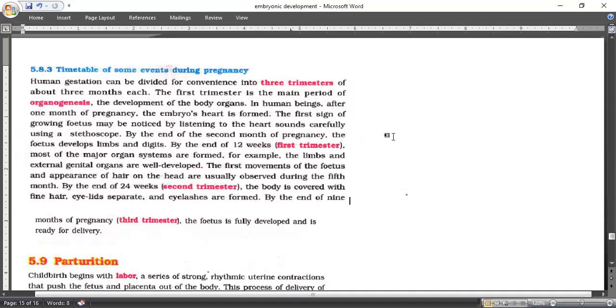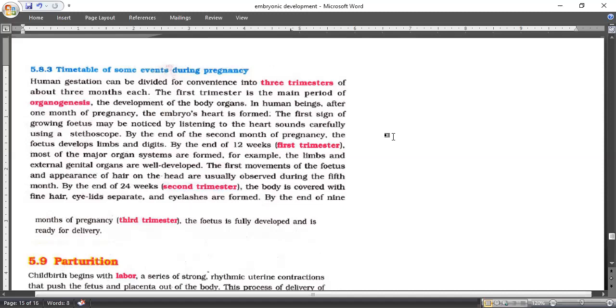Okay, then the timetable, which is very, very, very important. This is the area we're going to get the questions in NEET. So that's why focus here that we are dividing it as trimesters. That means 9 months is divided into three trimesters, about 3 months each. Focus here. This is the area we get questions. The first trimester is the main period of organogenesis. That means in the first 3 months, the development of the body organs.